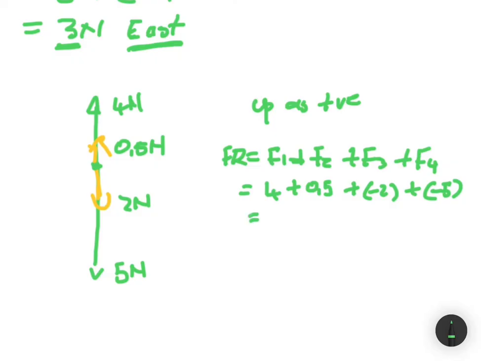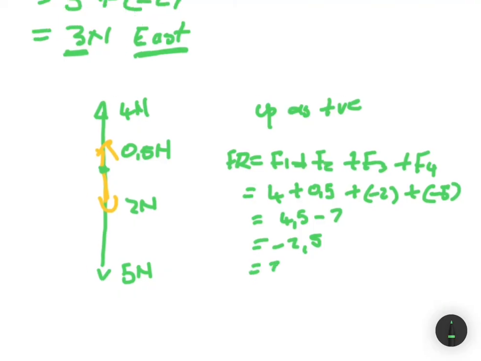So now we have 4.5 minus 7. Right, that's what we're going to end up with. So what is 4.5 minus 7? That is minus 2.5, right? So you can see that we have a minus sign, right? We cannot leave our answer with a minus sign, right? The minus sign is only giving us the direction. So we have to come here and say 2.5 newtons downwards, right? That's all we have to do.